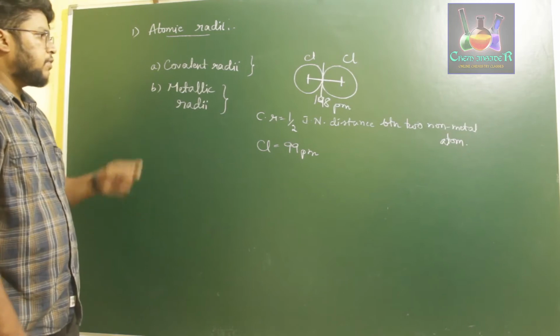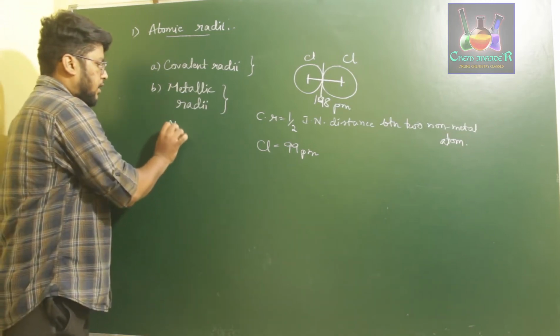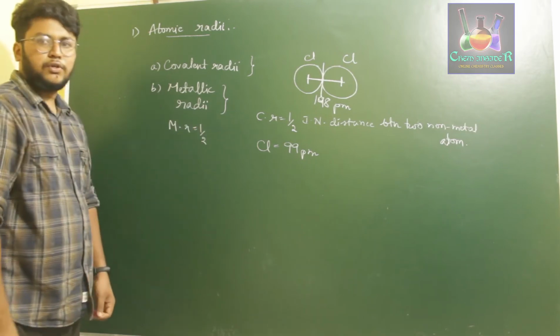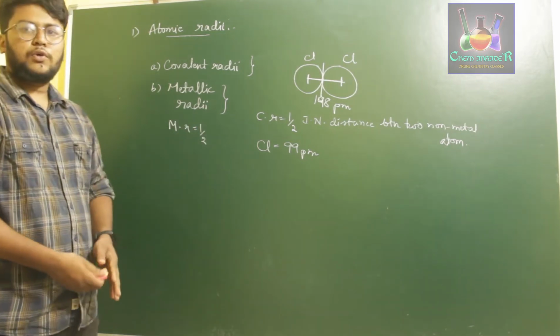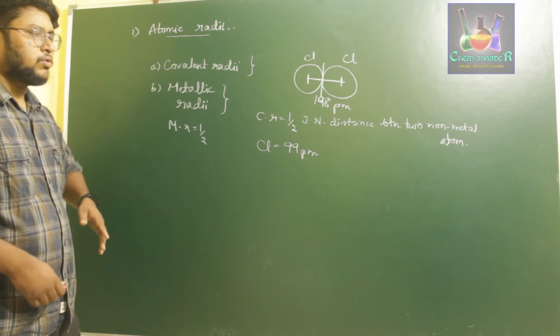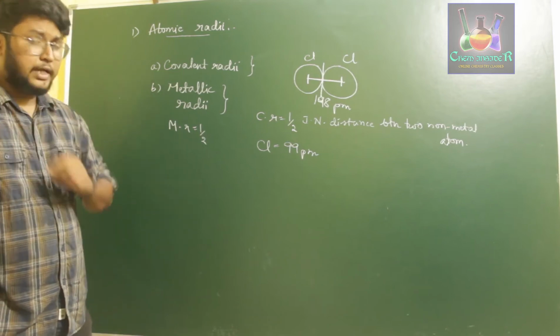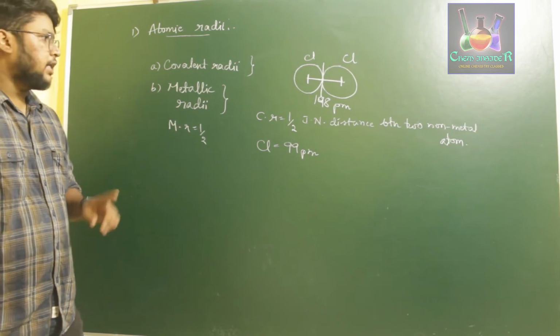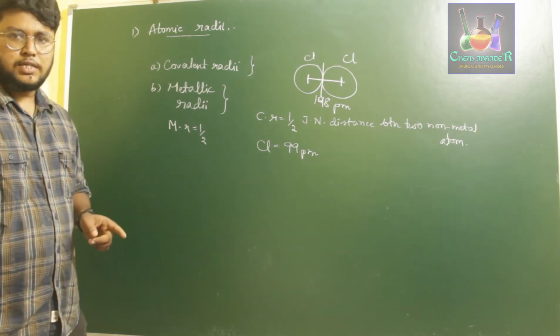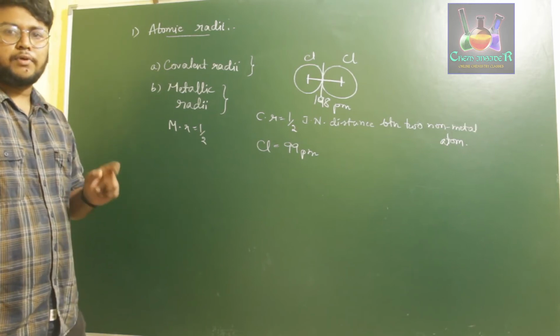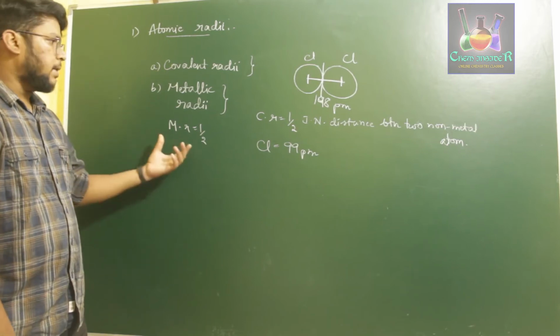Next, metallic radii is half of the internuclear distance between two metal atoms of an element. So metallic radii is defined as half of the internuclear distance of two metal atoms of a molecule. That is called the metallic radii.